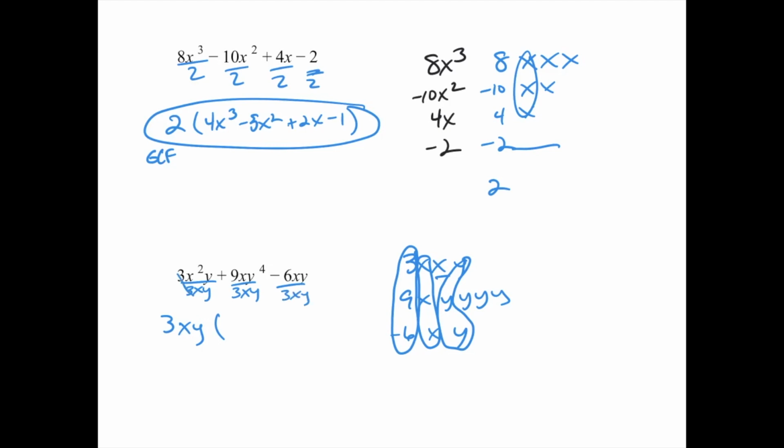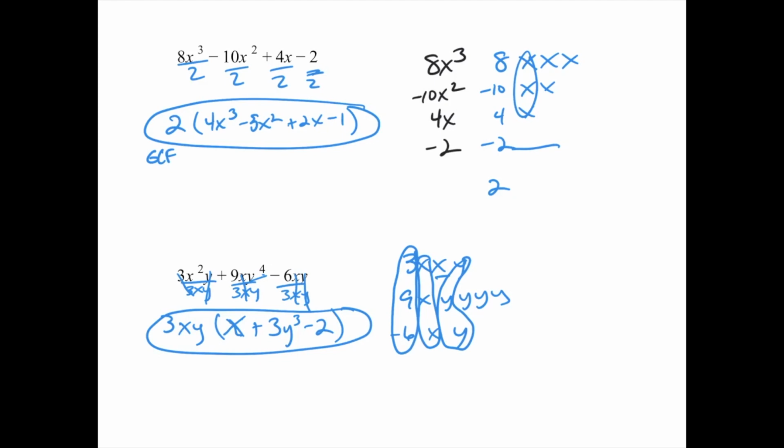So we have 3 cancels, leaving just an x, and the y's cancel. For the second one, we have 9 divided by 3 is 3. The x's cancel. There's 4 y's and 1, so that's 3 y's. And for the last, 6 divided by 3 is negative 2. The x's and the y's cancel. So it's just 3xy times x plus 3y cubed minus 2.